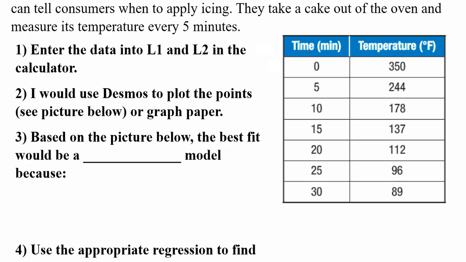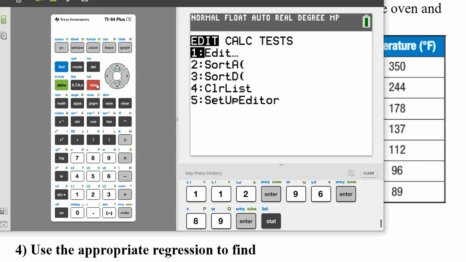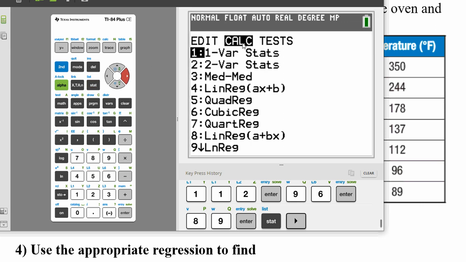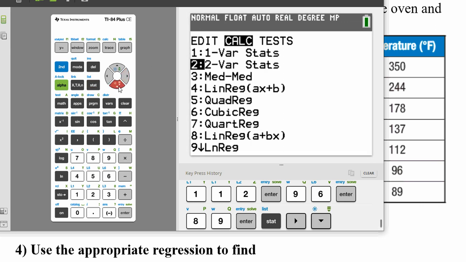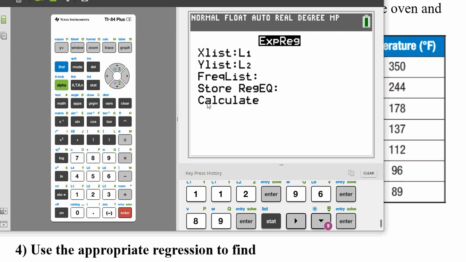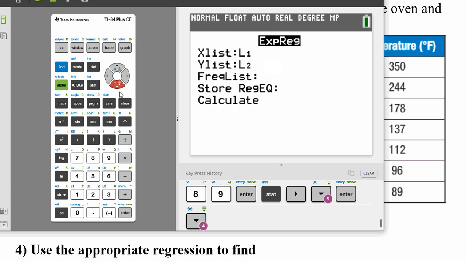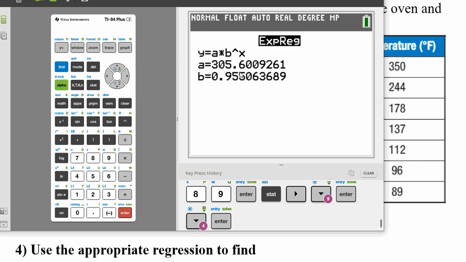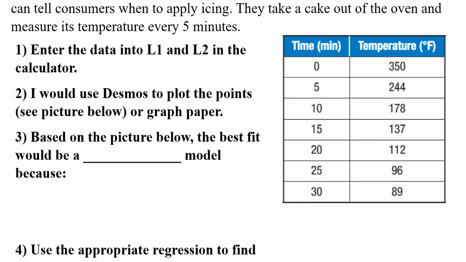So what I do then with the calculator is I go back to Stat, and I don't hit Edit. I go over to the Calculate tab, and I scroll down until I see EXP, standing for exponential regression. And there it is, option 0. I hit Enter. It asks me where I put my X and Y values, L1 and L2. And then I do Calculate, and it'll tell me what the equation is. The equation is 305.6 and 0.955.